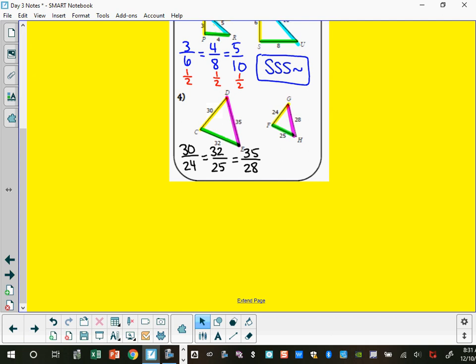Max, what did you get for your first ratio? 5 over 4. Did you get the second one yet? What did you get? 32 over 25. Alright, so that one didn't reduce. So what about the last one? 5 over 4.